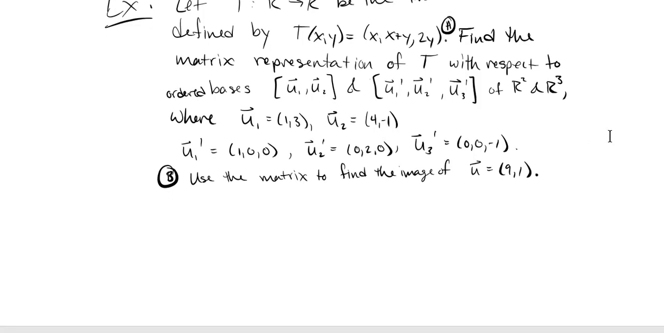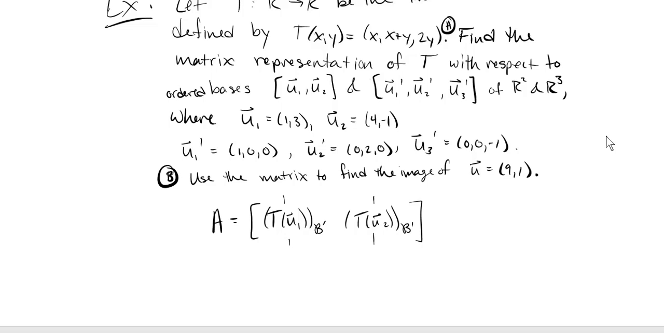So let's see. I don't think this will be too bad, but let's figure this out. The matrix representation, that's that A matrix. Remember, that's just going to be the image of our basis vectors, but expressed relative, I'll put these in parentheses, relative to basis B prime, the codomain basis. We want to fill up columns with these images expressed as coordinates in the codomain basis.